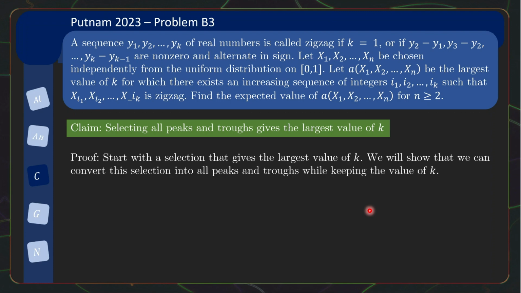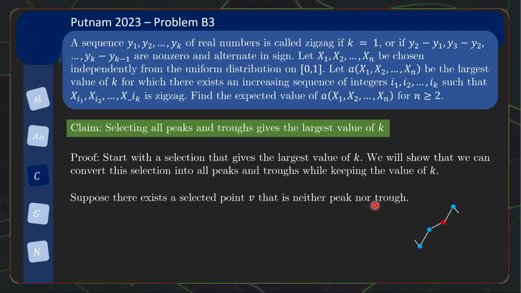So the proof is quite easy to motivate as well. It's quite a standard technique. So what we do is, let's start with a selection of points that gives the largest value of k. We'll show that we can convert this selection into a selection that involves all peaks and troughs, but the value of k is unchanged. So in that case, this shows that selecting all peaks and troughs actually gives the largest value of k. How do we convert this selected path into all peaks and troughs?